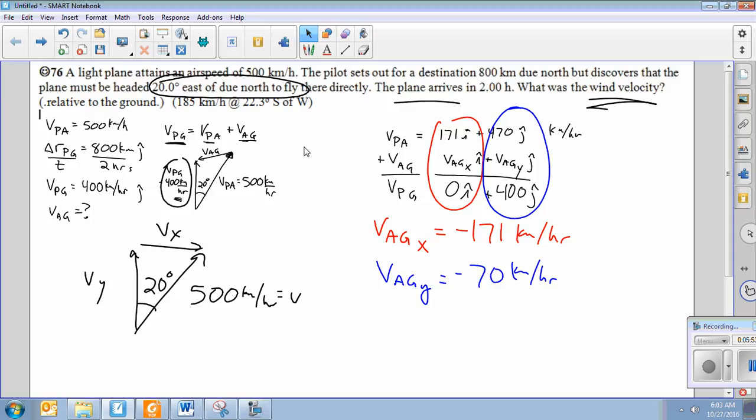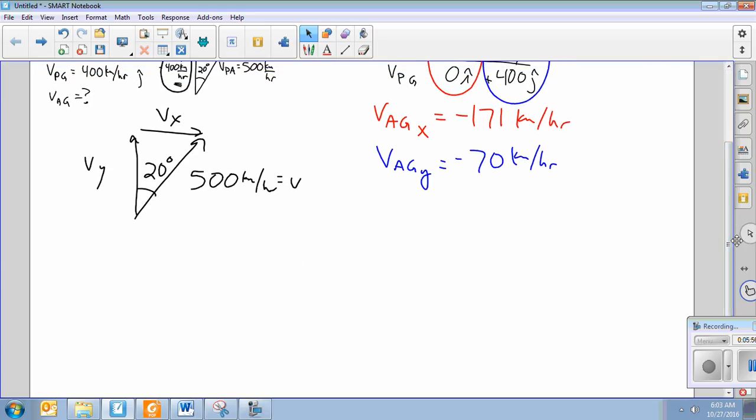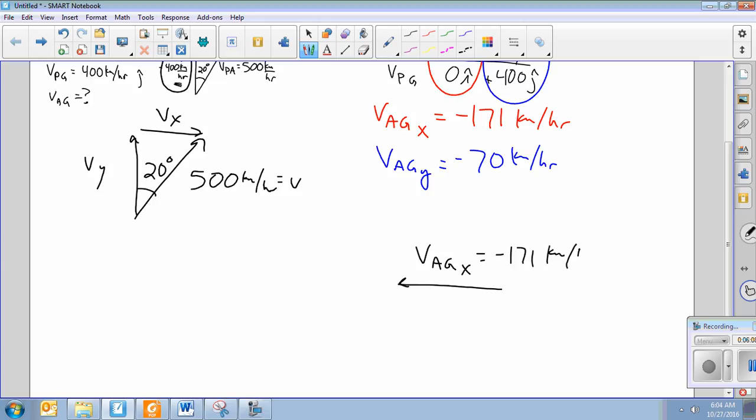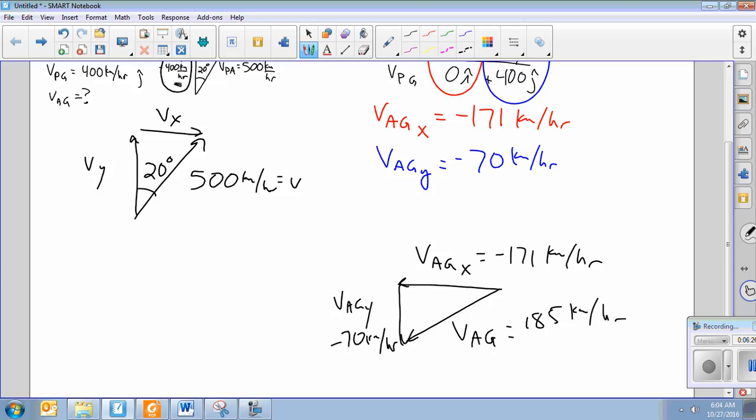Let's buy ourselves a little bit of room. Now we can draw this guy, right? We know that our v_AG,x component is negative 171 kilometers an hour. v_AG in the y direction is negative 70 kilometers an hour. And we're looking for the velocity of the air relative to the ground. So you just do your Pythagorean theorem, you get 185 kilometers an hour. Find your angle using a little bit of trig, and you get 22.3 degrees south of west. All right, there you go.